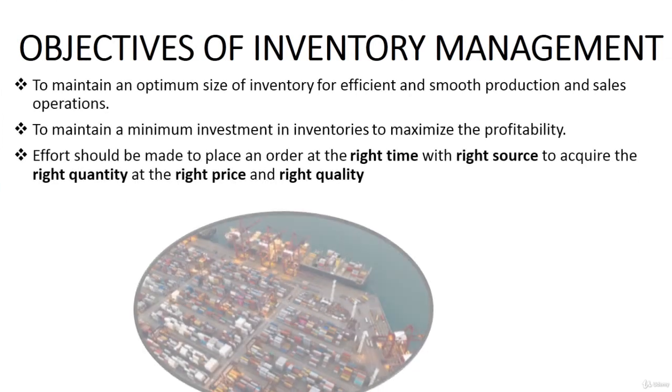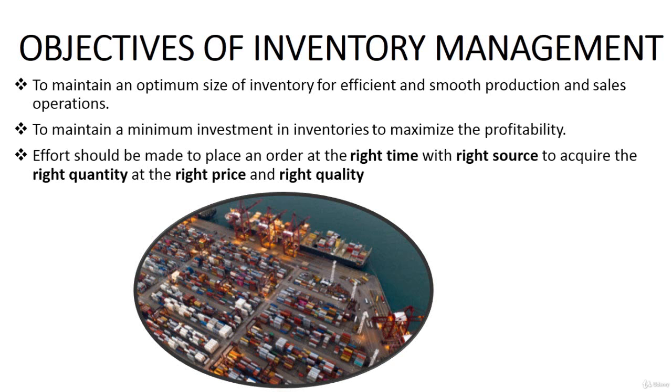The next one is, what are the objectives of inventory management? There are three major objectives. The first one is to maintain an optimum size of inventory for efficient and smooth production and sales operation. It means we have to produce the item and sell it in a smooth manner, because if we manage the inventory very well, we can produce continuously and supply the goods and services to the customers continuously. If we stop production, what will happen? The client will buy from other competitors. So that is the first objective.